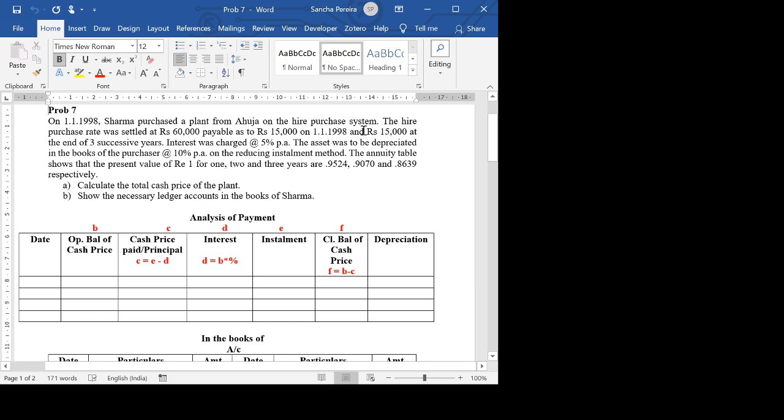This 15,000 paid at the end of 3 successive years, is this the installment or is this the cash price? I keep asking this because this is where you need to differentiate. I've still realized there's confusion here. This 15,000 down payment is straightforward. We know that down payment doesn't have any interest. But this 15,000, is it the installment? When I say installment, that means the interest is already included. Is it the installment or is it the cash price?